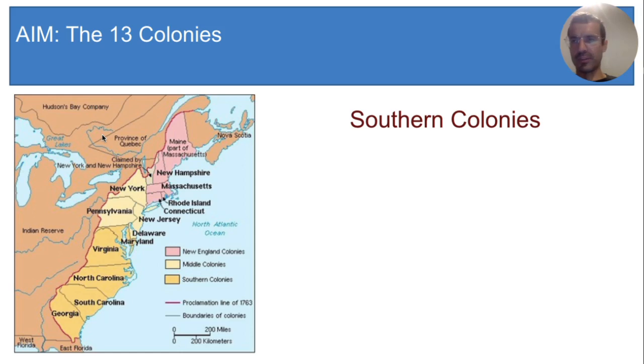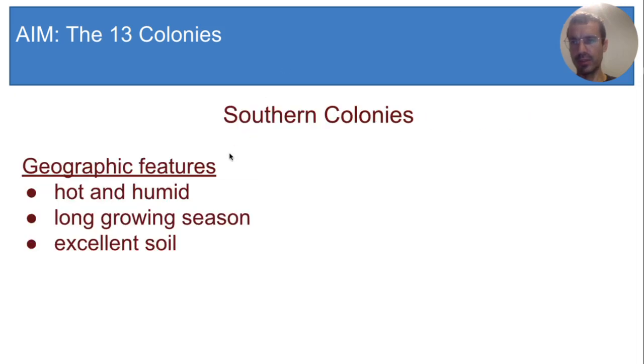All right, last group, the southern colonies. They included Maryland, Virginia, North Carolina, South Carolina, and Georgia. If you've ever been to the South, you probably know that it's hot and humid for a lot of the year. Unlike New England, the southern colonies had a long growing season. It was so warm that farmers could grow crops pretty much all year round. Also, unlike New England, the southern colonies had excellent soil, so this was a great place for growing crops.